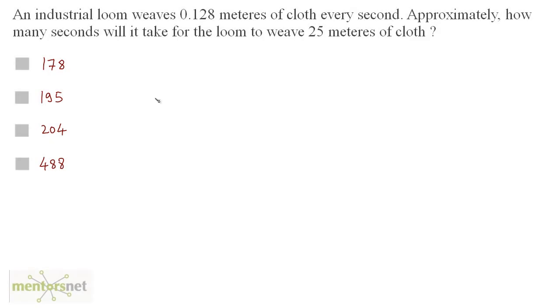An industrial loom weaves 0.128 meters of cloth every second. Approximately how many seconds will it take for the loom to weave 25 meters of cloth? So we have the length of the cloth and we have the time taken. And the length is directly proportional to the time taken, right? Now in one case we have 0.128 meters and the time taken for that is 1 second.